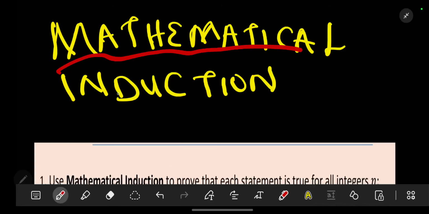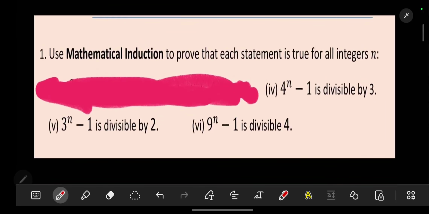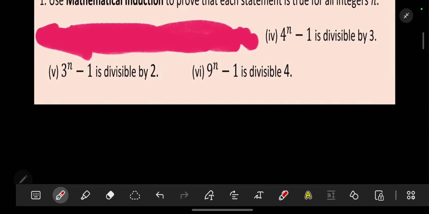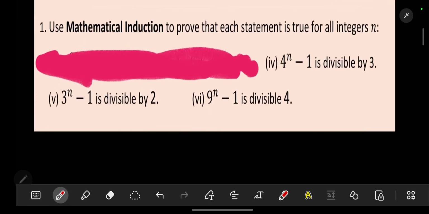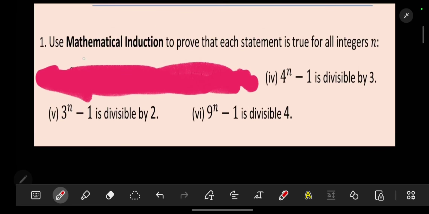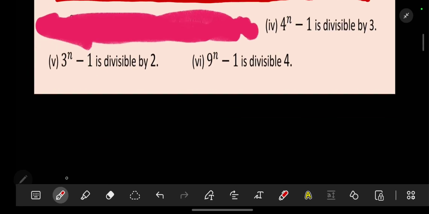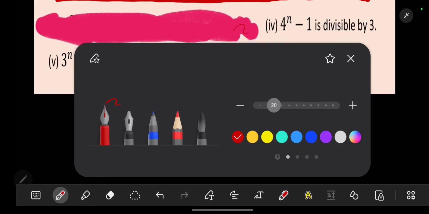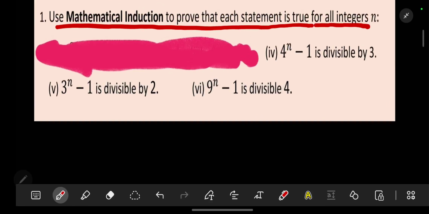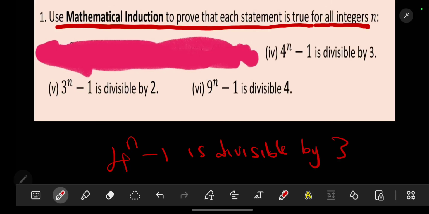So here today we are going to be looking at mathematical induction, the divisibility type. So this one involves division. Is a number divisible? The question says, use mathematical induction to prove that the statement is true for all integers n. So the first one we are going to have is 4 to the power n minus 1 is divisible by 3. So is the number divisible by 3?